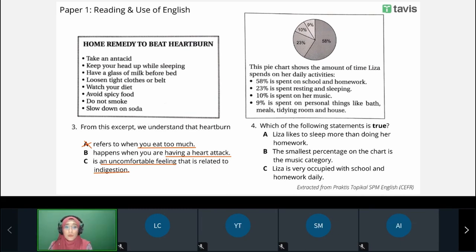Right? This is wrong. Next one. B, happens when you are having a heart attack. Huh? Where does it say that? Where does it say heart attack? Can you find it? No, there's nothing to do with heart attack here. So we crossed it out. Right? And definitely, yes, the answer is C. Well done. To those who got it correct, well done. Okay, so C is the correct answer.